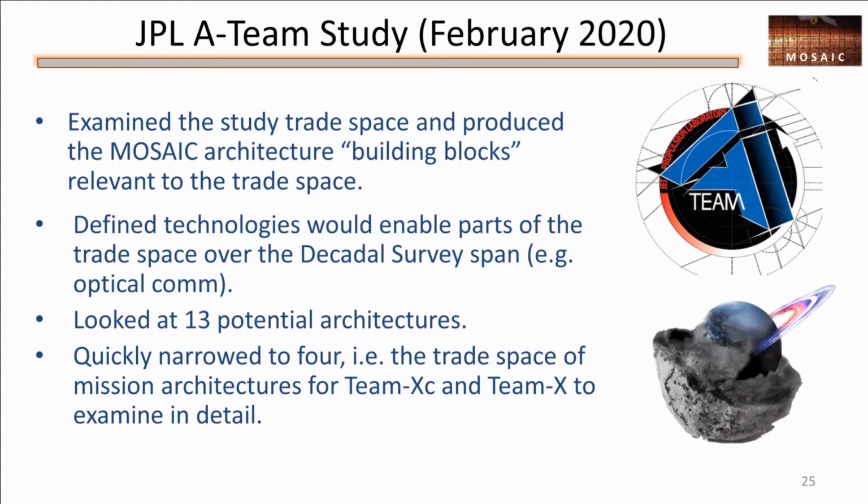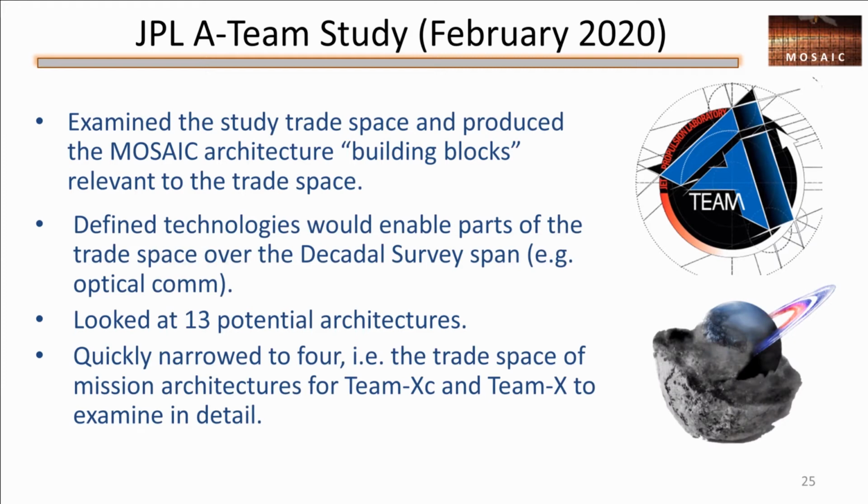And it started out with an A-team study at JPL, to just examine the trade space, and this team produced the architecture building blocks that were relevant to the trade space, and also helped define the technologies that would enable parts of the trade space over the span of the decadal survey. An example here being optical communications and the high data rates that allows. We looked at 13 potential architectures, and we quickly narrowed them down to 4.